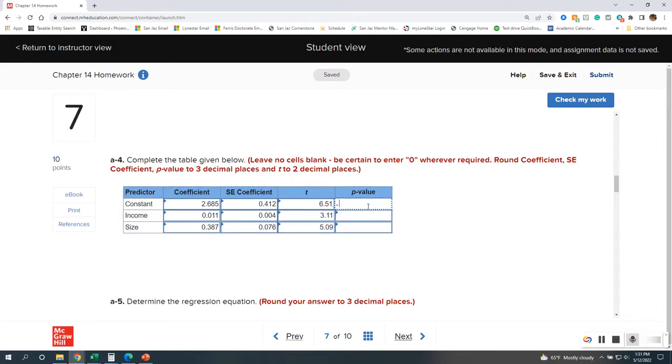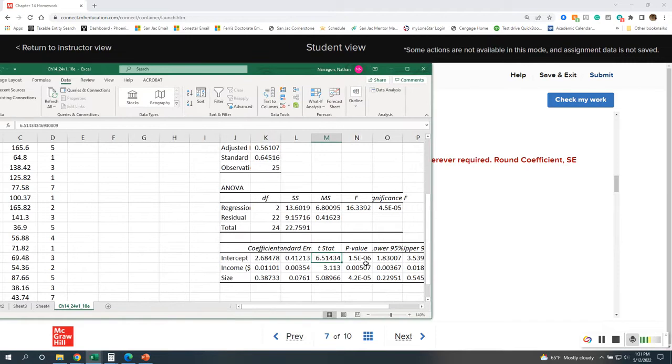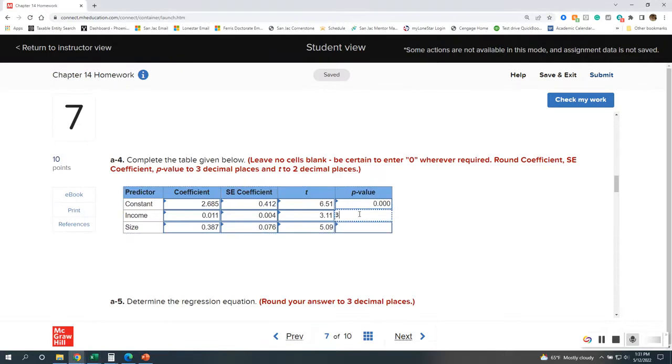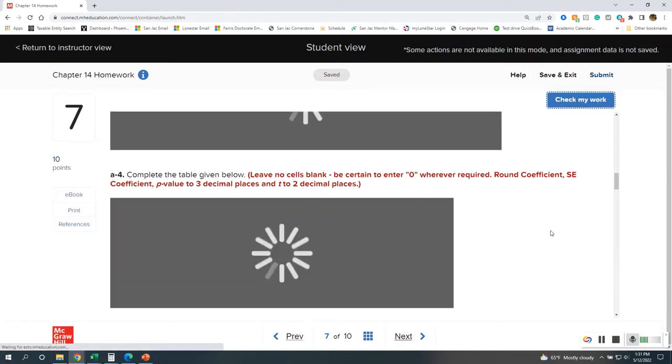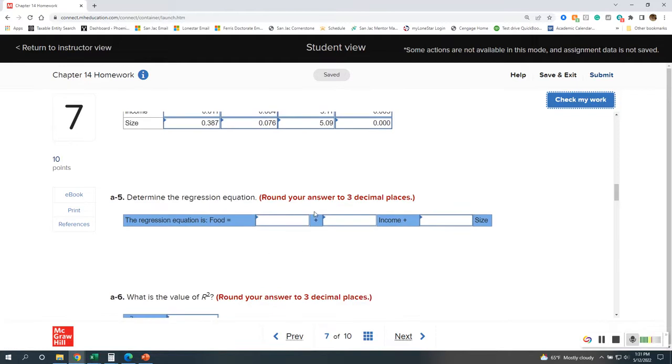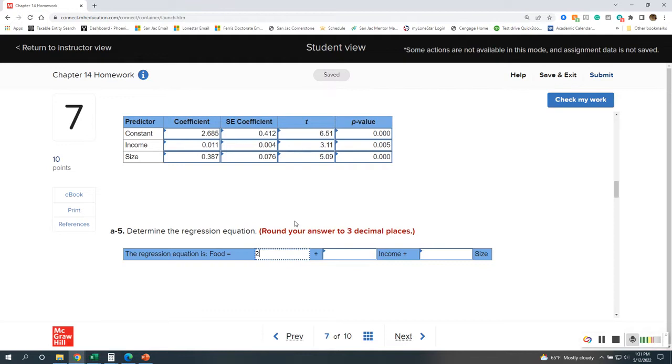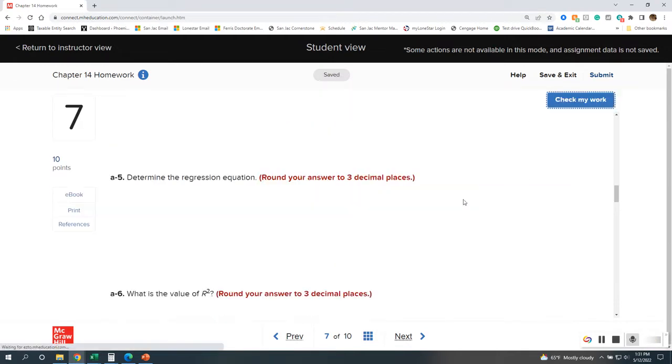Okay, for p-value, we know if we have any of these crazy E's, that means there's like 5 or 6 zeros before we even get to our first number. So 0.005 and then 0.00. Check. We are correct. Okay. Next, determine the regression equation. Well, that's going to be 2.685, since that is our y-intercept, 0.011 for our income slope, and 0.387 for our size. There we go.